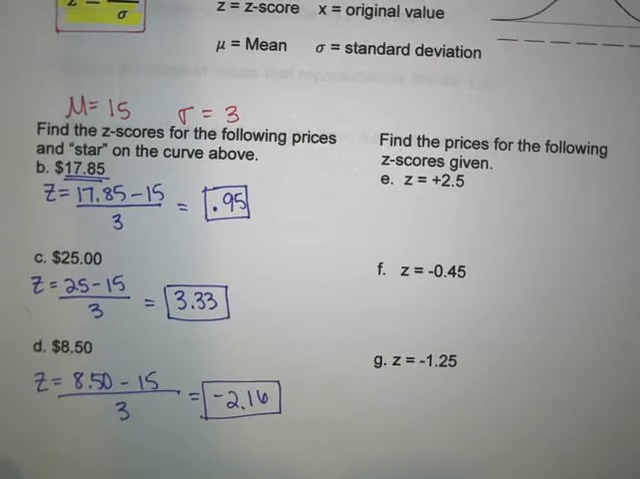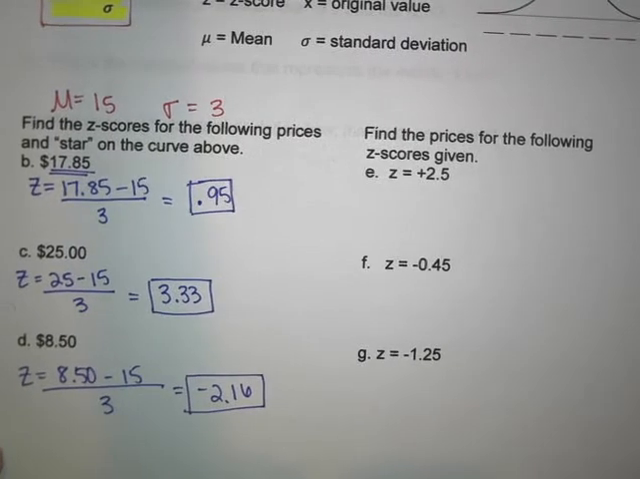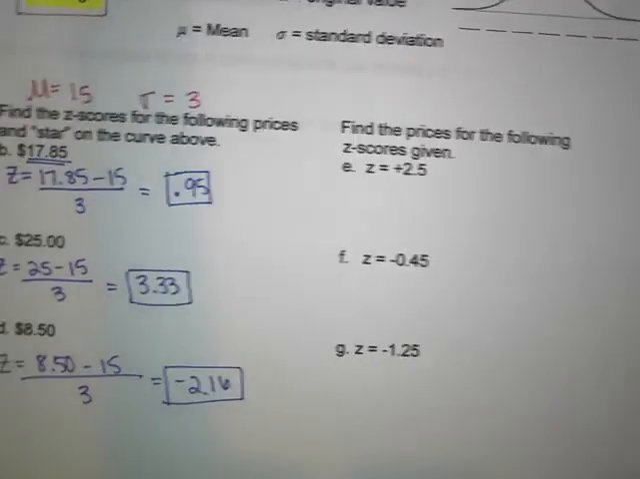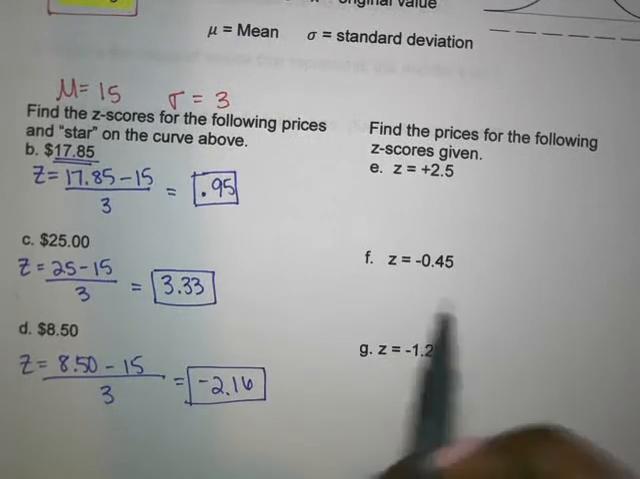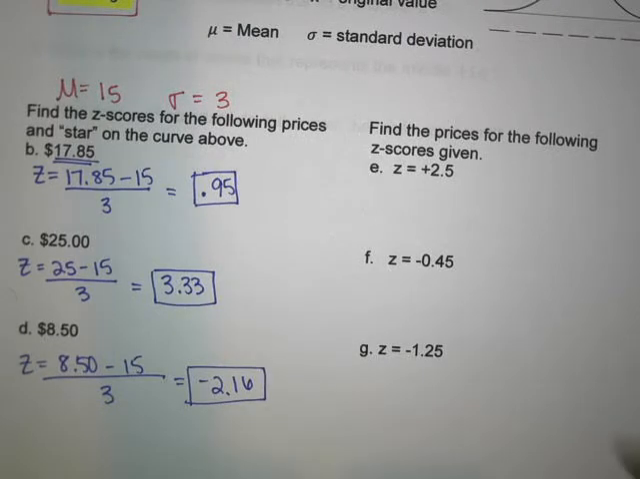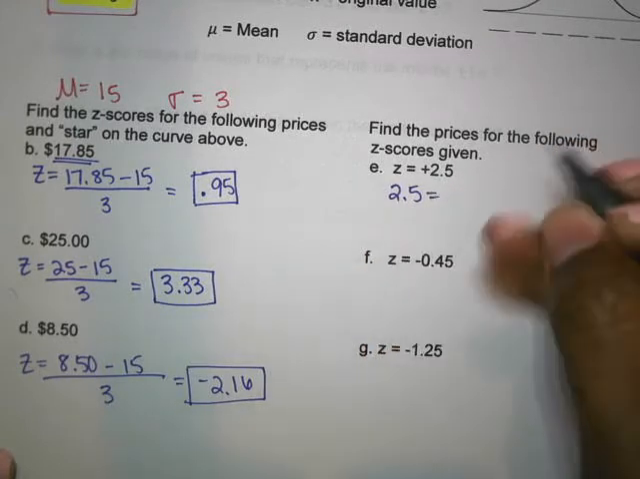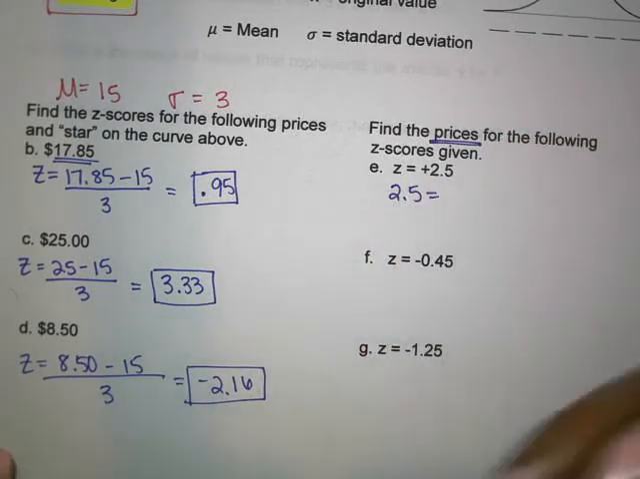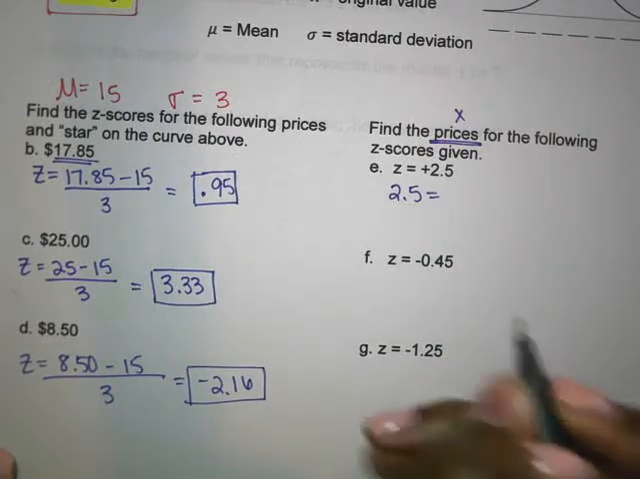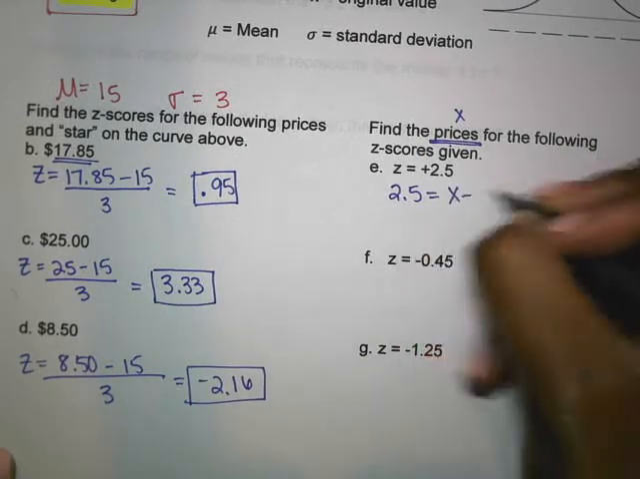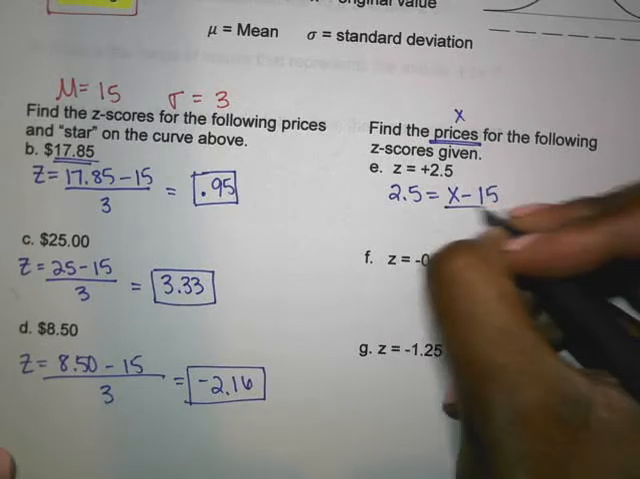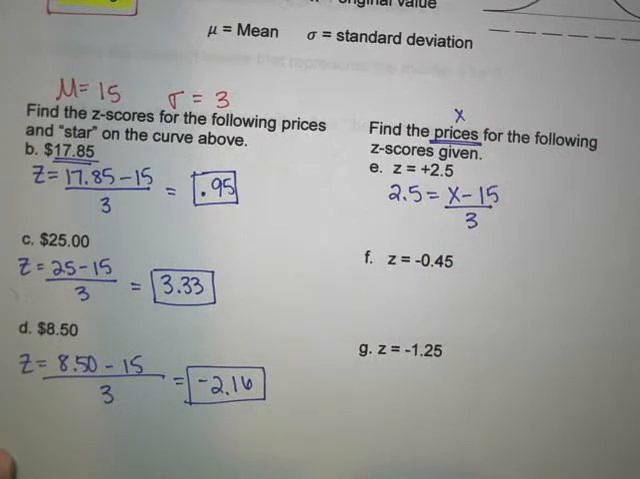All right, on the other side it says find the prices for the following z-scores given. So now they gave us the z-score. So positive 2.5 is equal to, I don't know what my data point is. That's what it's saying. Find the prices. So x minus my mean, which is 15, divided by 3.